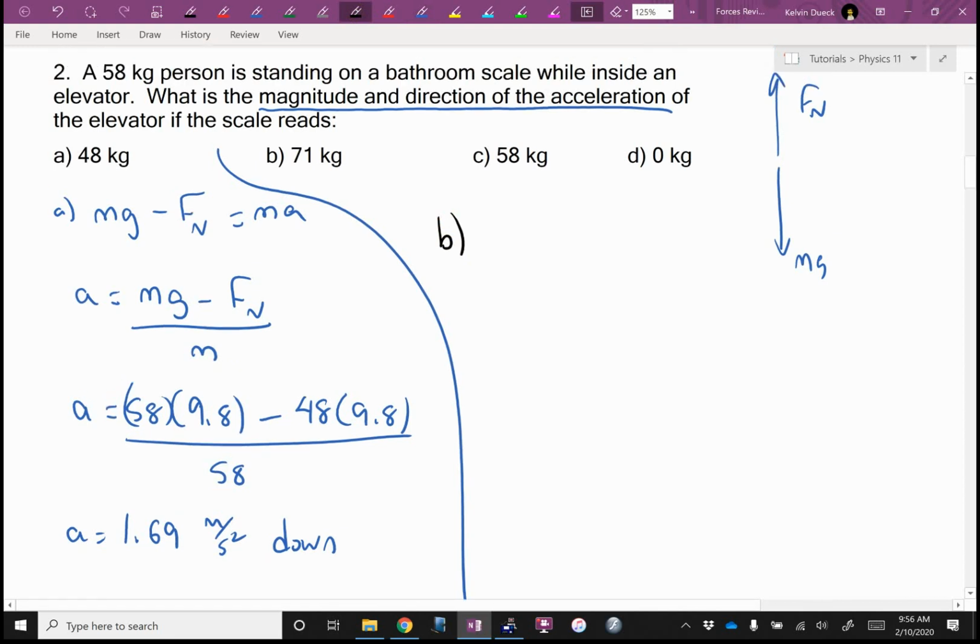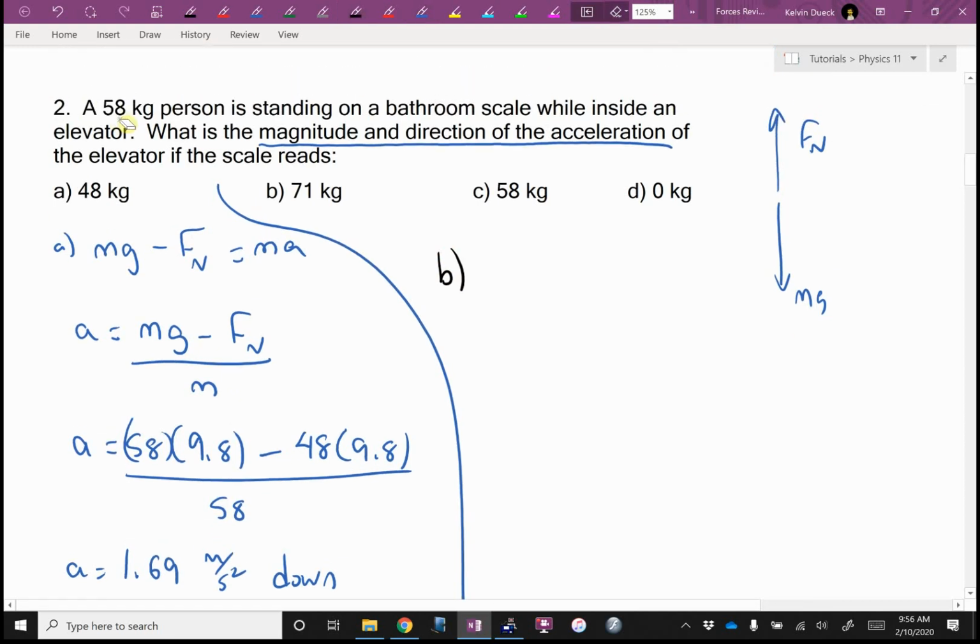In part B, this 58 kilogram person has the scale telling them that they have a mass of 71. I think, can we agree they feel what? Heavier. Which way are they accelerating? Up. Which way must the winning force be?